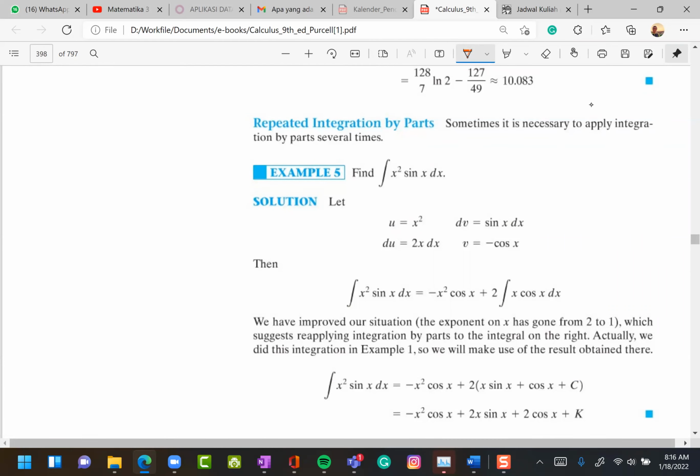Oh, by the way, can you see already the textbook that I show you? Yes, sir.